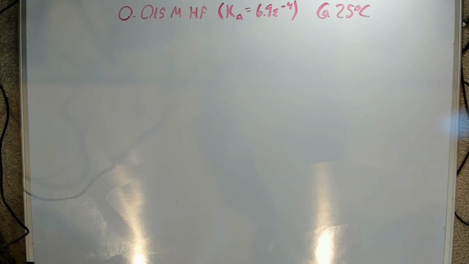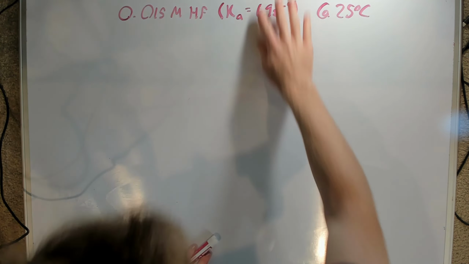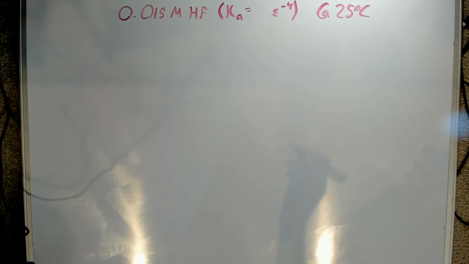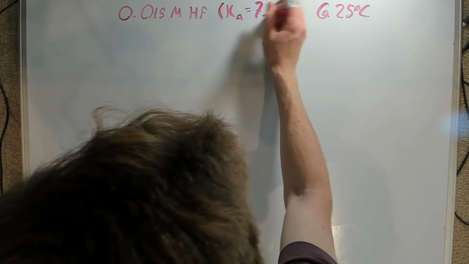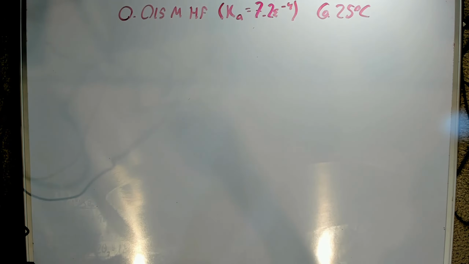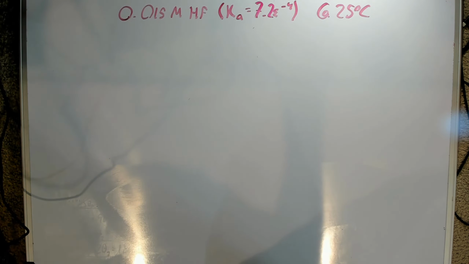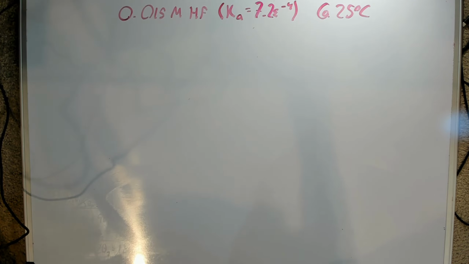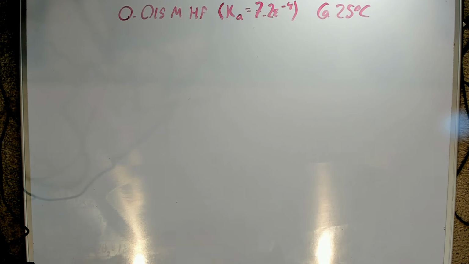Weak acid time. So, 0.015 molar of hydrofluoric acid with an equilibrium constant of 6.9 times e to the negative 4th. I think that's what the number is. You know what? No, it's not the number. I lied. It is 7.2. Just remember, it sometimes changes with temperature, but I want to get this one right when it's at 25 degrees Celsius. At least, hopefully. Hopefully that's what it is. So, at 25 degrees Celsius.